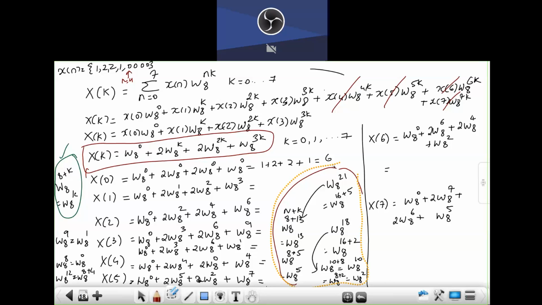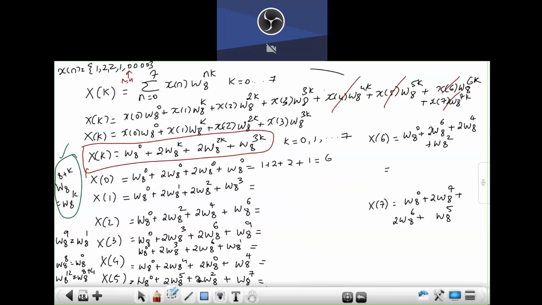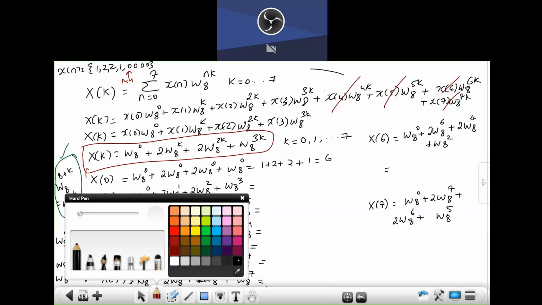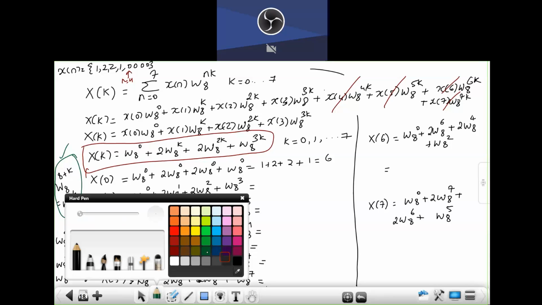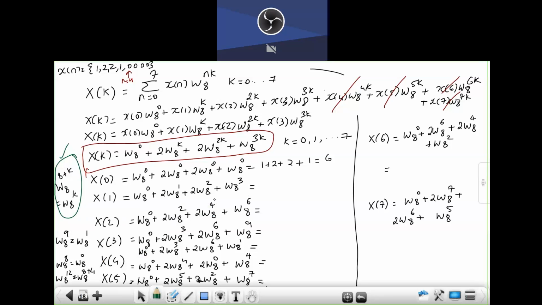I hope it is clear now to all of you. Okay. Let me write the answers now. If you have solved this, since you have all the values for W8 and everything, substitute and solve. Let me write down the answers. You please verify if it's correct.